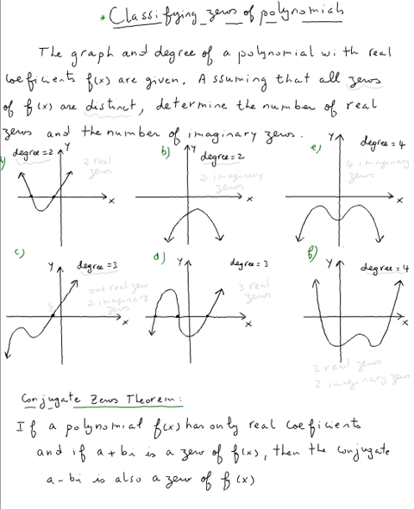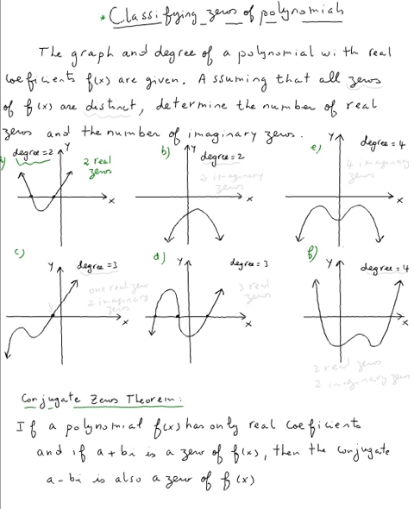Alright, so let's do example A. For example A, it's given that the degree is 2. Since we have 2 x-intercepts, it's fine. So we have 2 real zeros. So the answer will be 2 real zeros. Right? And the degree is 2, so it's fine.